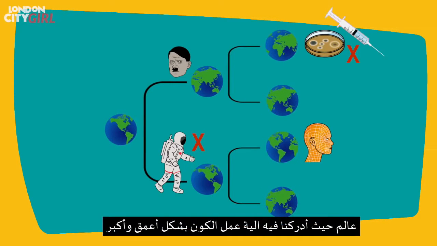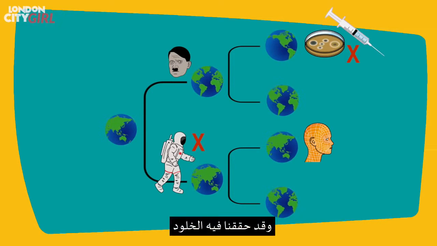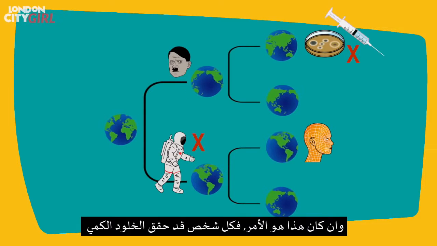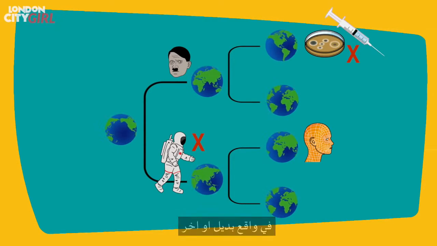But there could theoretically be worlds that are much more advanced than us. A world where we have glimpsed further and deeper into the workings of the universe and have been able to achieve immortality. If that was the case, then every person has achieved quantum immortality in one alternate reality or another.